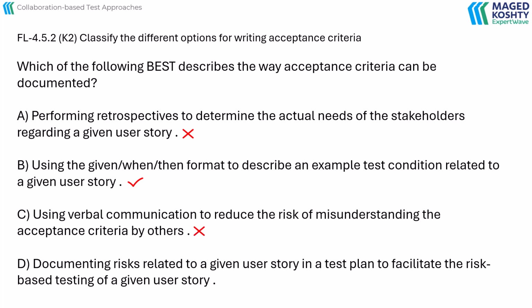D. Documenting risks related to a given user story in a test plan to facilitate the risk-based testing of a given user story. Incorrect. Acceptance criteria are related to user stories, not a test plan. The correct answer is B.